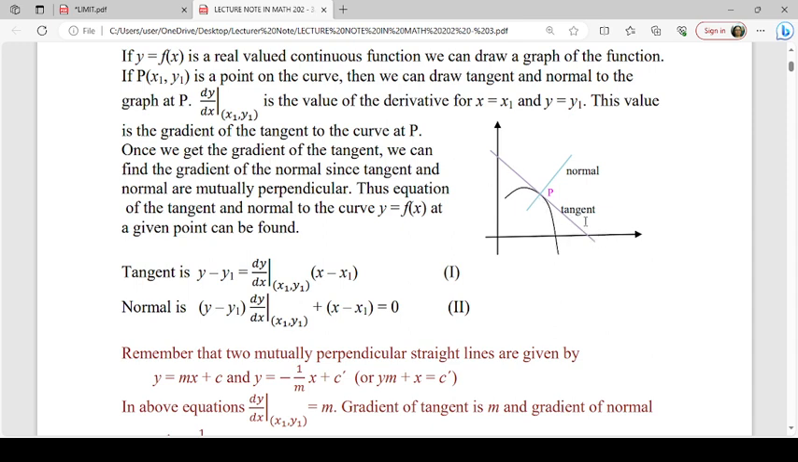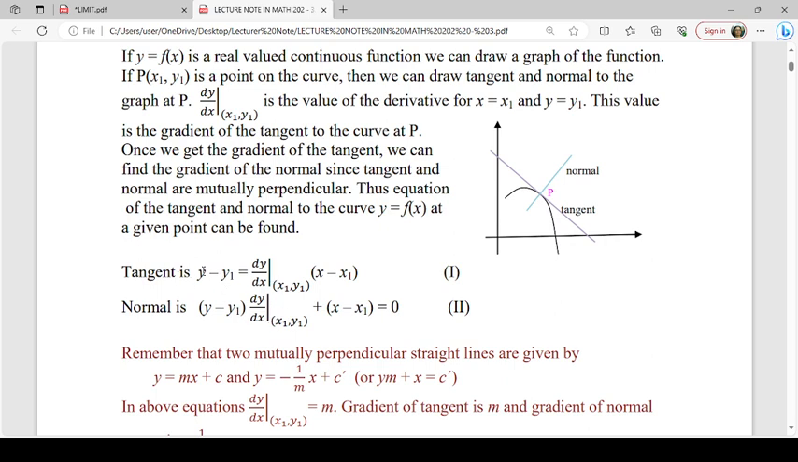This line makes an angle with the x-axis, and the tangent of this angle is the gradient of the line. So if it is theta, then tan theta will be equal to dy/dx at the point (x1, y1). So this is the gradient of the tangent, and the normal is mutually perpendicular. So if the gradient is m and the other is m1, then m into m1 is equal to -1. So in this way we find it. If this is m, then it will be -1/m.